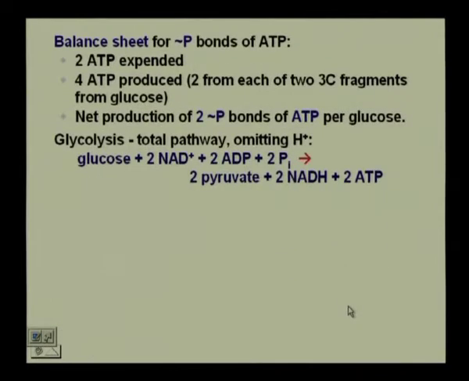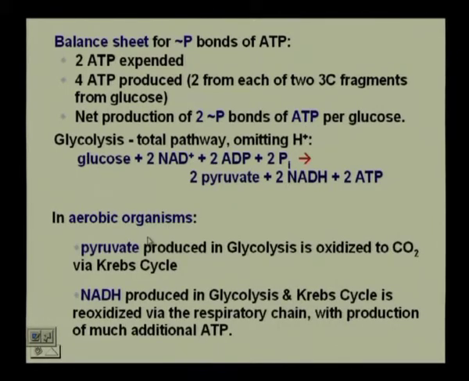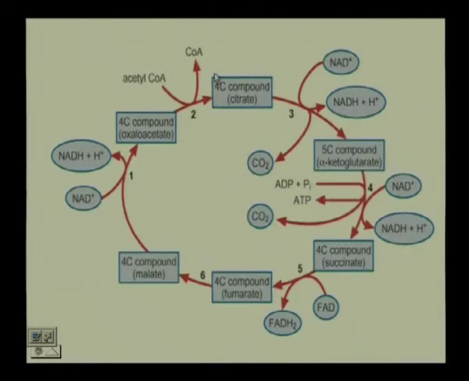So now we have to look at our balance sheet. This is what we did last time. Glycolysis, we have 2 ATP that are used up, 4 ATP produced. Why? Because we have 2 3 carbon fragments, each of them are producing 2, so we have 4 ATP produced. So eventually we have a net production of 2 ATP per glucose. Okay, this is what I showed you last time. So this is basically now our balance sheet.